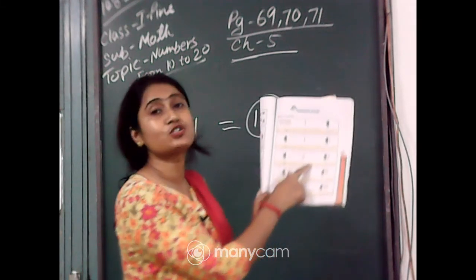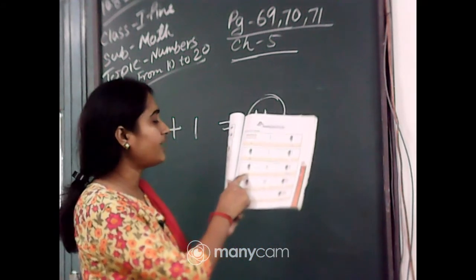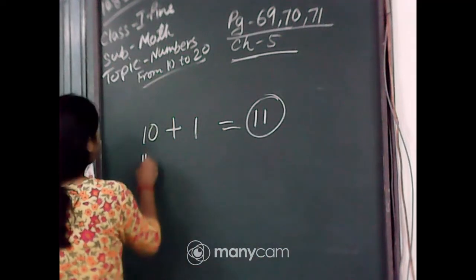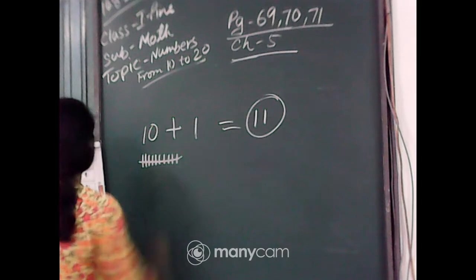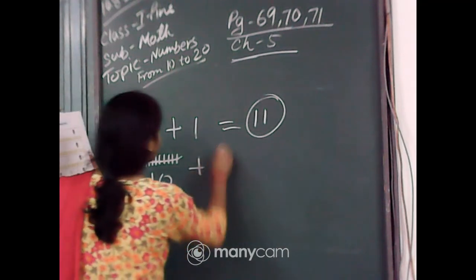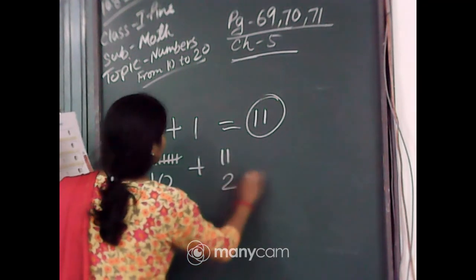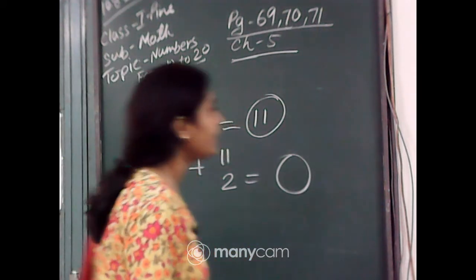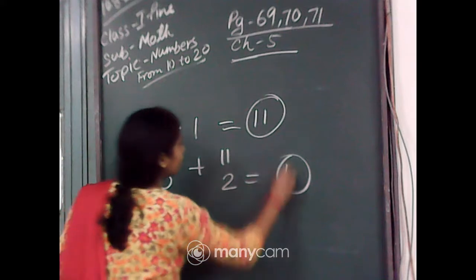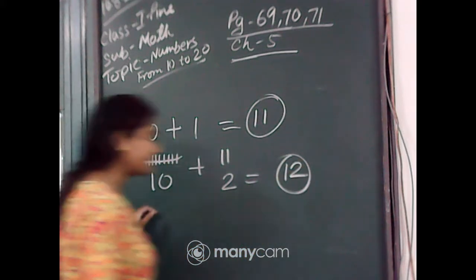1 ten plus 2 ones. 1 ten plus, look, 1, 2, 3, 4, 5, 6, 7, 8, 9, 10. This is in a group. 10. 1 ten plus 2 ones equal to, what will be the number? Yes, very good, all of you. 1 ten and 2 ones equal to 12. Next, this is done in your book.